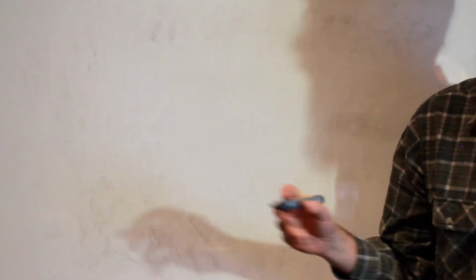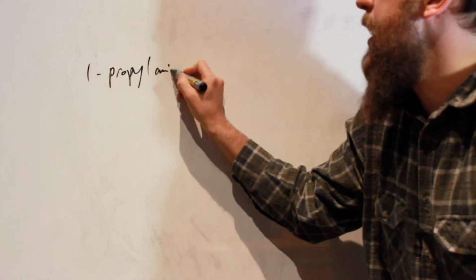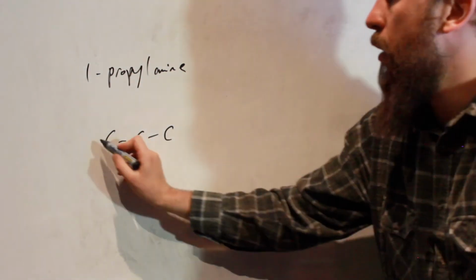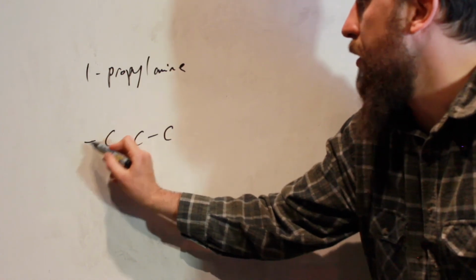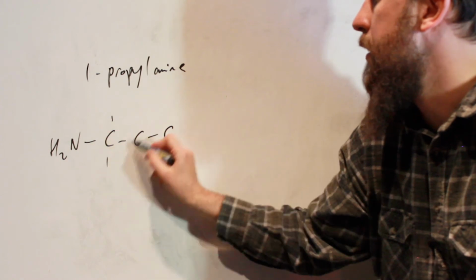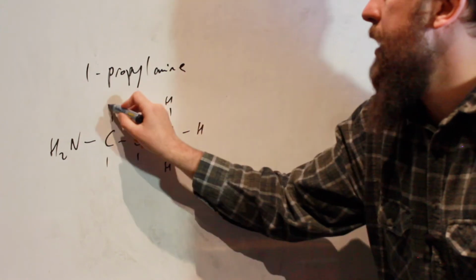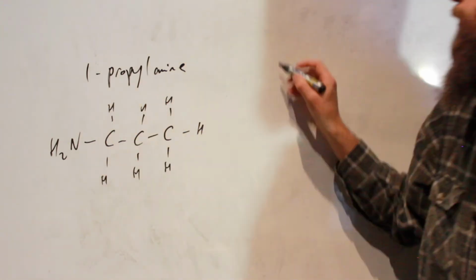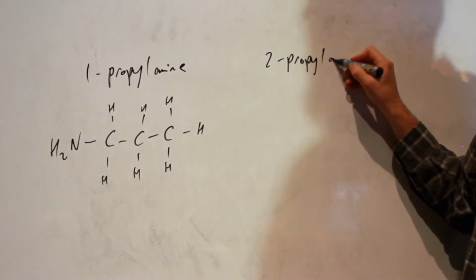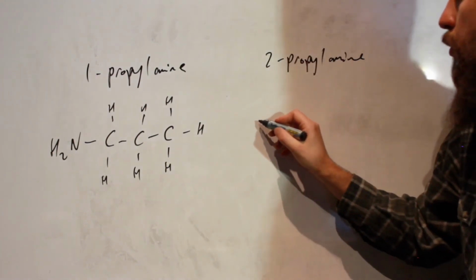That will look like this. Our 1-propylamine: we have propyl, a 3-carbon chain. In 1-propylamine, we have the amine group on carbon number 1, and then we fill in the rest of our hydrogens. Whereas with our 2-propylamine, it's going to be on carbon number 2. So, very similar to how we name our branches, we just specify where the functional group is going to be.